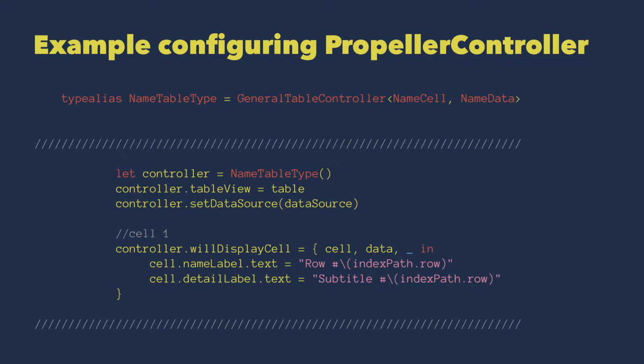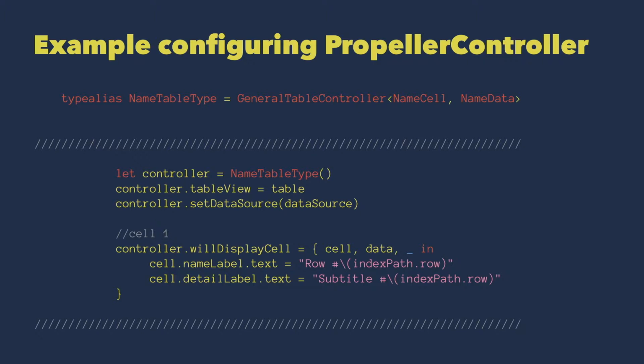And so here's an example of configuring a table view controller with Propeller Controller. First, we can typealias the definition of the class with its types into just the name TableType, and then we create the controller. We set the table on the controller, set the data source, and then we just do dot willDisplayCell and configure the function for willDisplayCell.